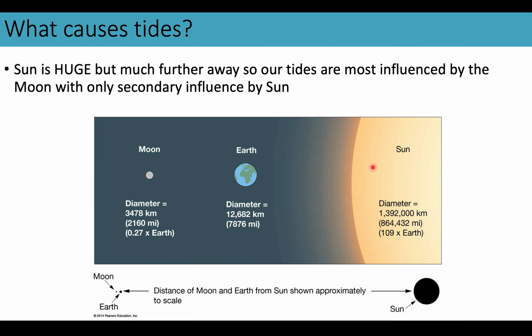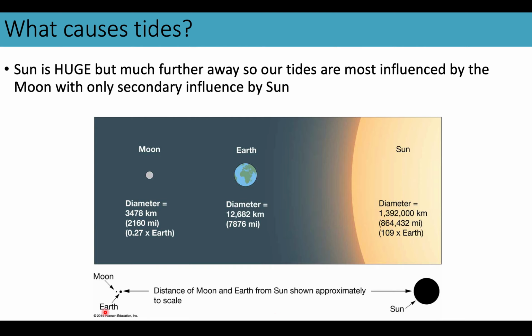So when we look at the Earth tides, we look at the moon and the sun. The sun is gigantic in comparison to the moon. It's gigantic in comparison to the Earth, and the moon's smaller than the Earth. The sun is huge, but it is significantly further away from the Earth. So on the Earth, our tides are actually most influenced by the moon because the moon is closer. The secondary influence, not quite as strong, is from the sun. So even though the sun is much larger, it is very, very, very far away.